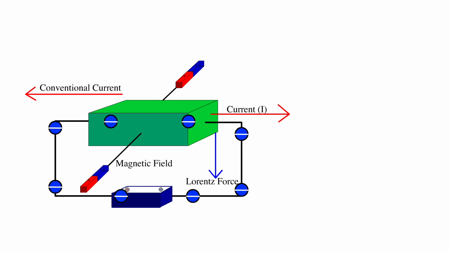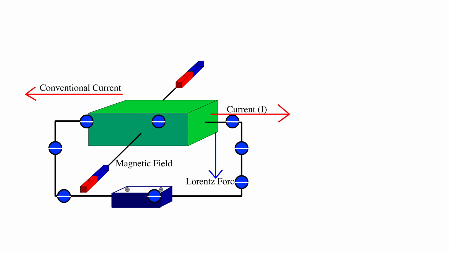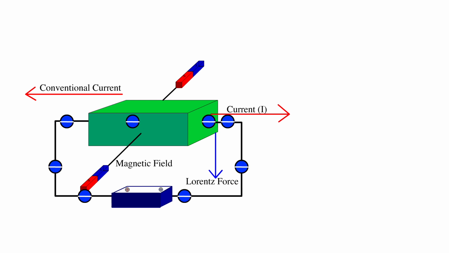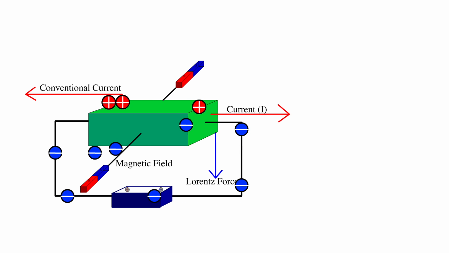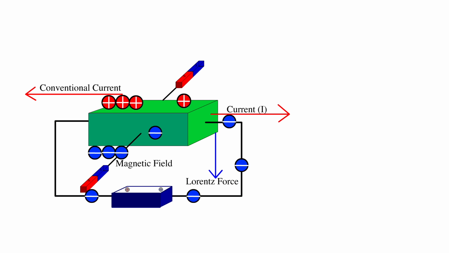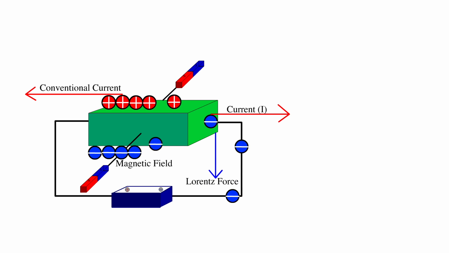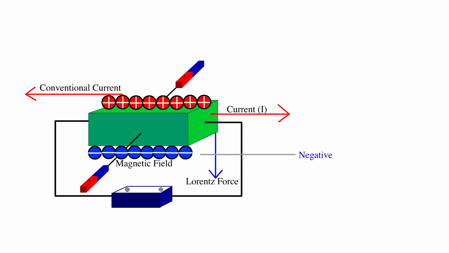The downward force drags the carriers towards the bottom left. Thus, the negative charges accumulate on the bottom of the conductor, leaving the positive charges on top of the conductor. Now, we have most of the negative charges on one side of the conductor, so it has a negative and a positive side. This produces a voltage.